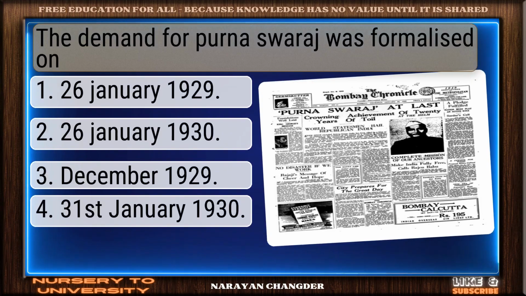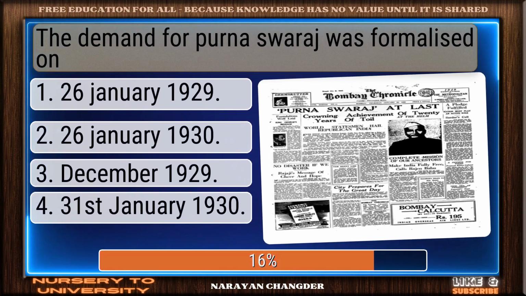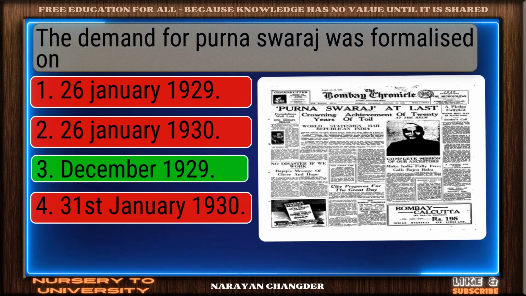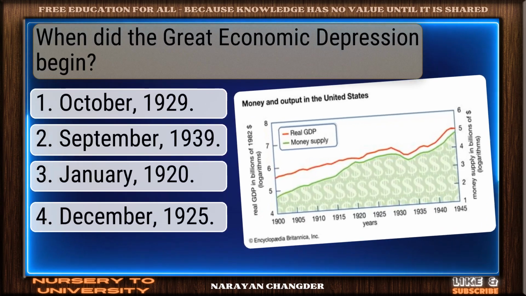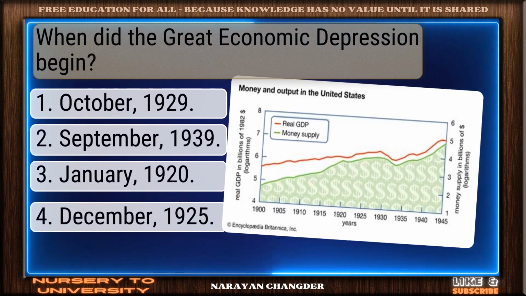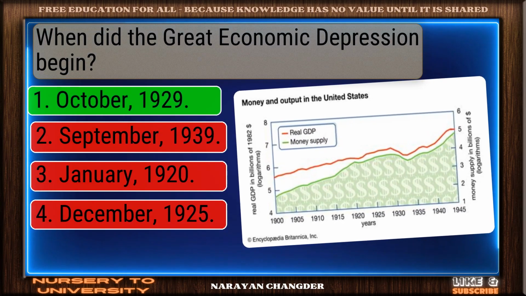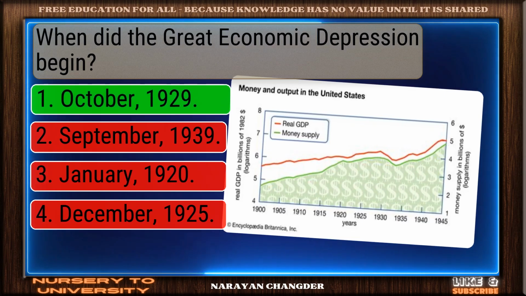The demand for Purna Swaraj was formalized on... Excellent. December 1929 is well reasoned. When did the Great Economic Depression begin? Bravo. October 1929 is the answer.